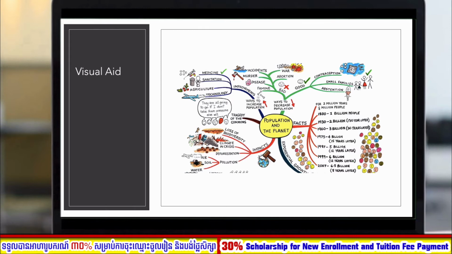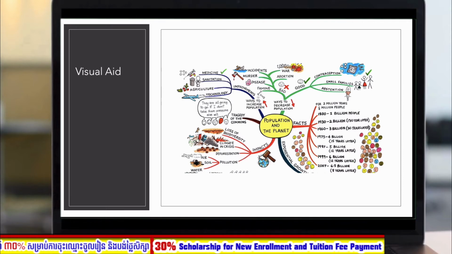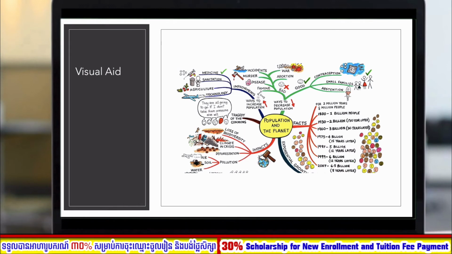The topic is about the population and the planet. The problem is when the population increases, when there are a lot of people, as you can see, the impact on the planet: there are pollutions, deforestations, climate crisis, and the loss of biodiversity, which is a topic about environment. But just to give you the idea of how mind mapping is and how you can use this type of information to help you during your presentation, you can look at this picture and understand the whole point of the topic, which is about population and planet.